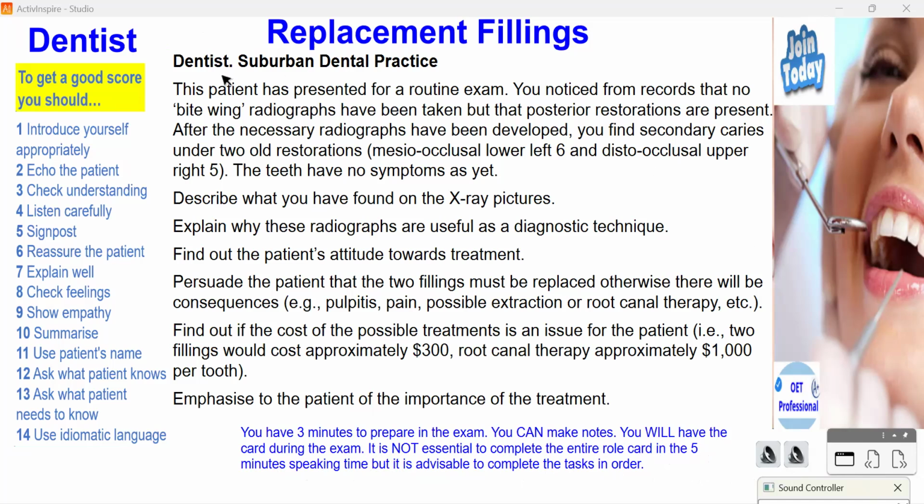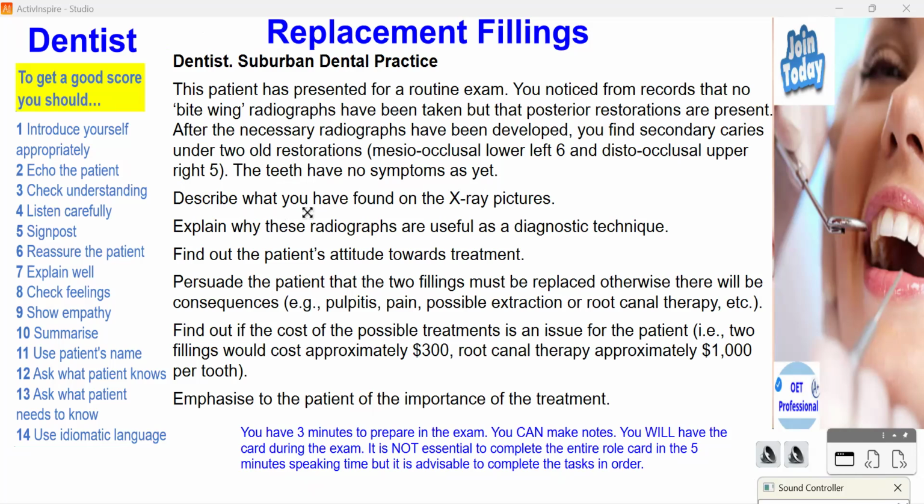Dentist. Suburban dental practice. This patient has presented for a routine exam. You noticed from records that no bite wing radiographs have been taken, but that posterior restorations are present. After the necessary radiographs have been developed, you find secondary caries under 2 old restorations, mesio-occlusal lower left 6 and disto-occlusal upper right 5. The teeth have no symptoms as yet.